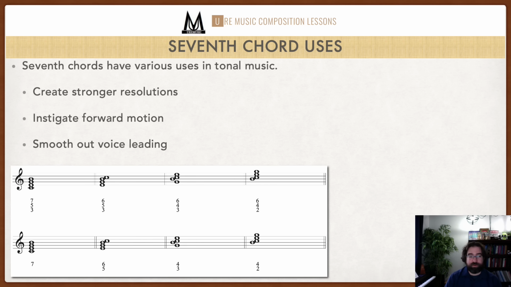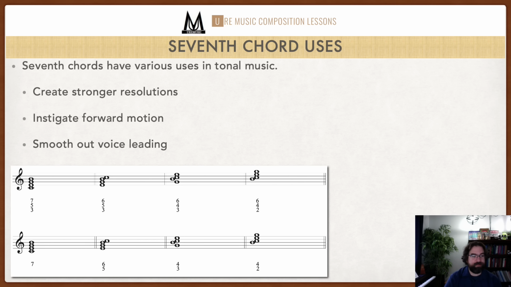So seventh chords are going to have various uses in tonal music. They can create stronger resolutions because of the distance between the root and the seventh. Anytime you have a dissonance, it creates a need to move forward. So that seventh has a strong pull to resolve. The seventh of the chord wants to come down. The third of the chord wants to go up.